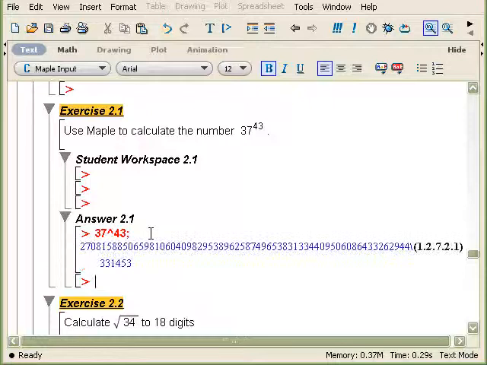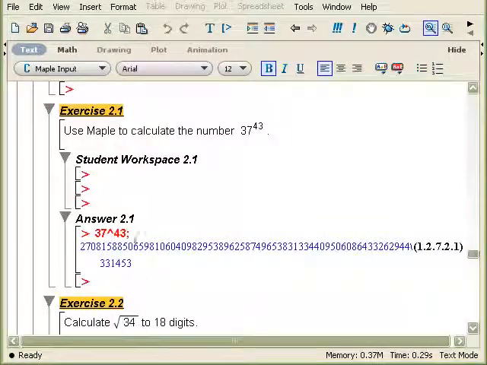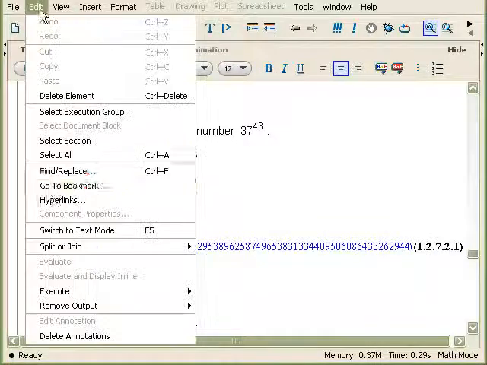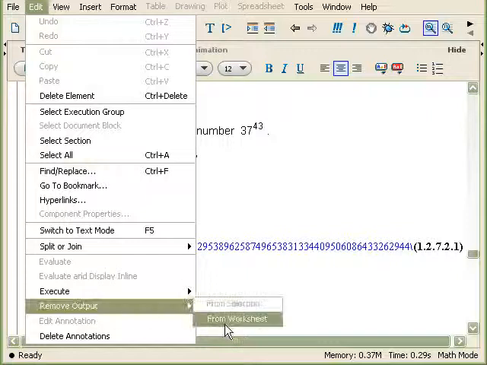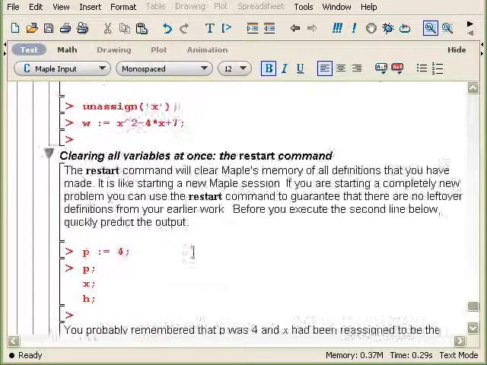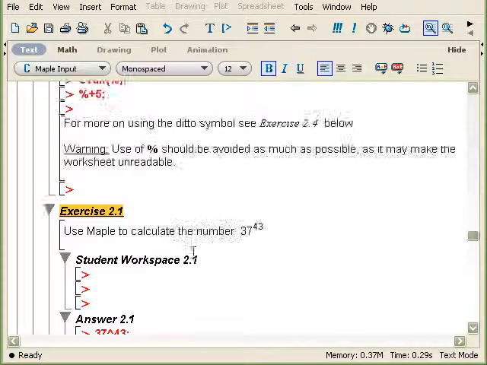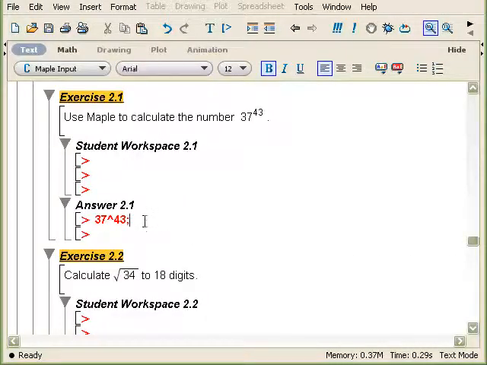You don't need to show me the result. Maybe it's better not showing the result. So how can you delete it? Select that part and delete, or just after you finish all your answering, go to Edit, Remove Output from Worksheet, then you just remove everything like that, right? So that's a suggestion, but anyway, this is what I want.